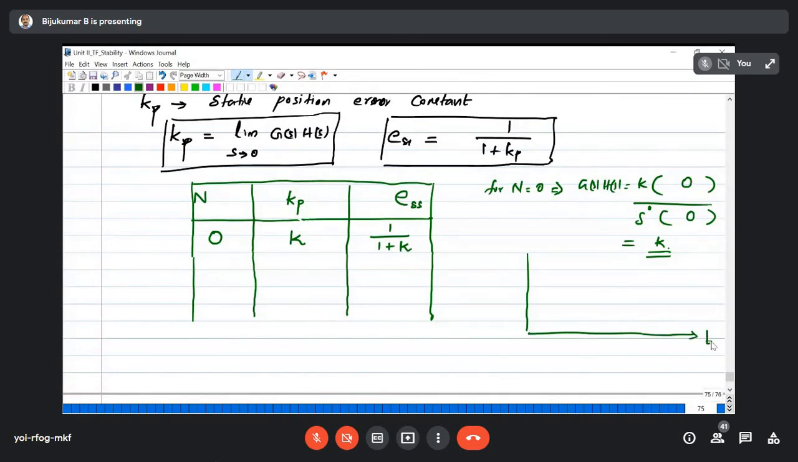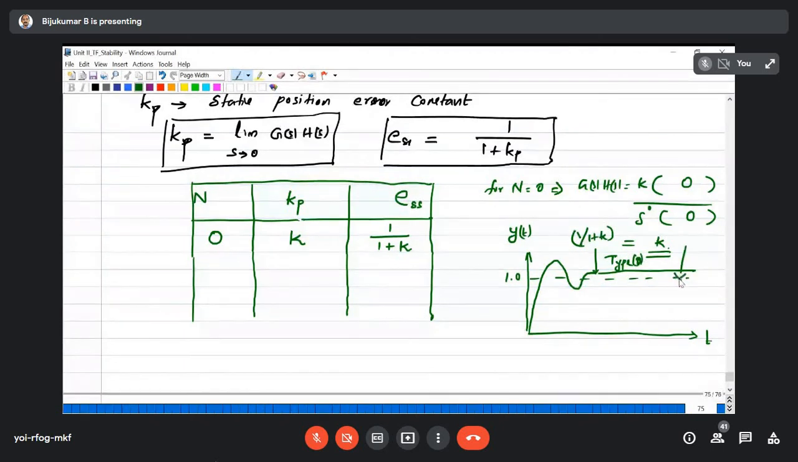That means if I draw the response curve for this, what is our input? Our input is a unit step input. Let it be 1. So I am tracking the response like this. The output will be somewhat like this. It won't be exactly at 1. There will be some steady state error. It depends upon 1 divided by 1 plus k. This is for a type 0 system, and this will be our r(t). Clear?